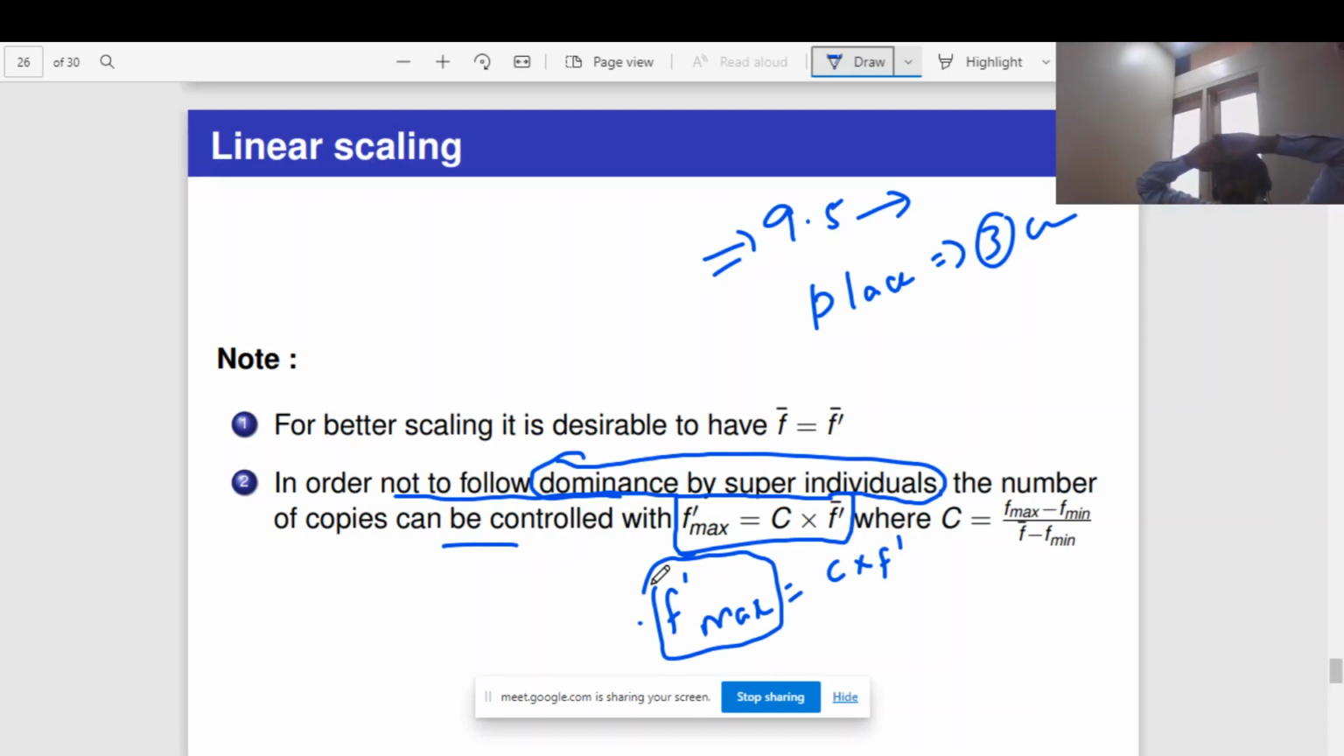So could someone say what is meant by not to follow dominance by superior individuals? What is meant by not to follow dominance by superior individuals? What does this f dash max say? Should I repeat again?